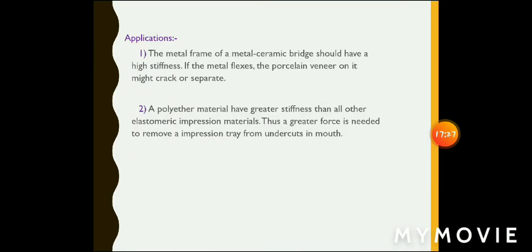Now coming to its applications: the metal frame of a metal ceramic bridge, if you are considering a PFM crown, the metal should be stiffer. Why? Because if it is not stiffer, it cannot support the veneer of porcelain on it, because it might crack and separate. That is why the material requires a higher stiffness or modulus of elasticity. Another application is polyether, which you use as an impression material. It is very stiff. That is why when you try to remove it from an undercut, you will have difficulty. You have to give more force for removal.